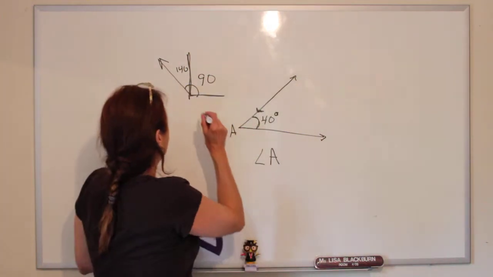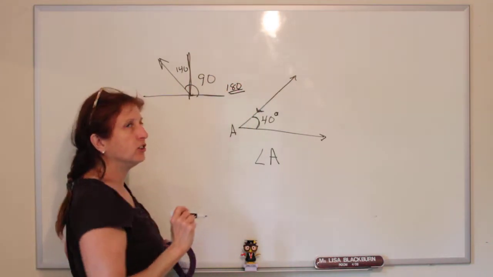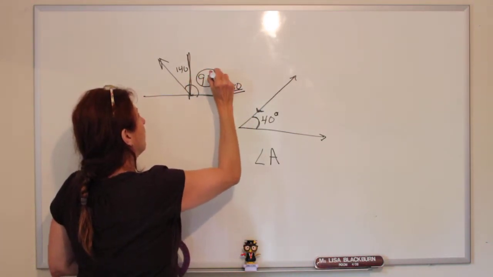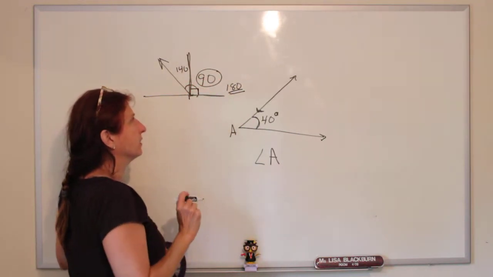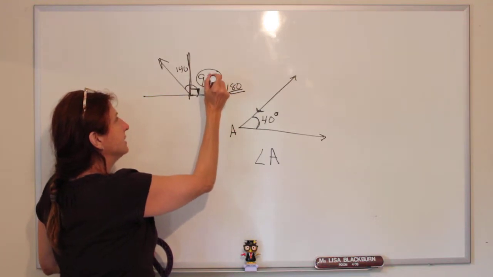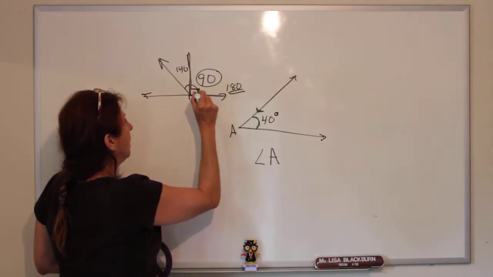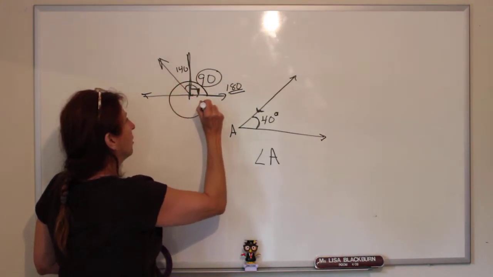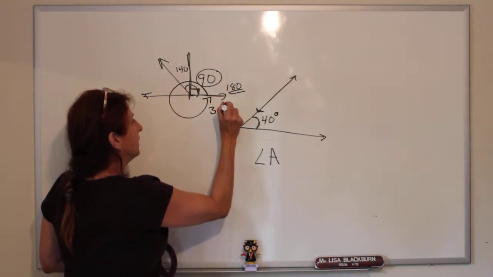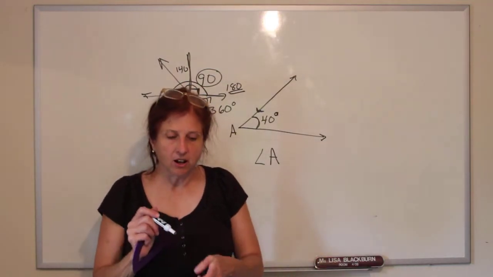A straight line is 180 degrees. You need to memorize that. And a right angle, which is shown by a little square corner, usually red, is 90 degrees. A full straight line is 180. A whole circle, if you go all the way around, is 360 degrees. You need to memorize all of those things.